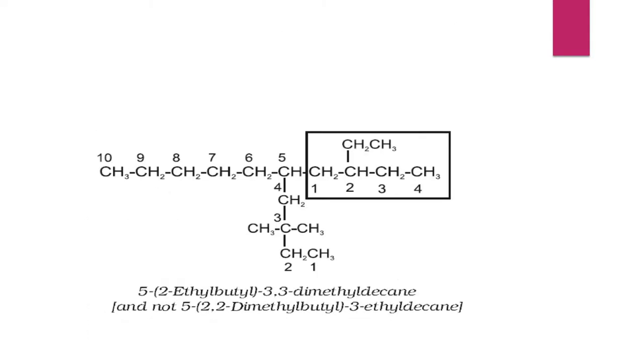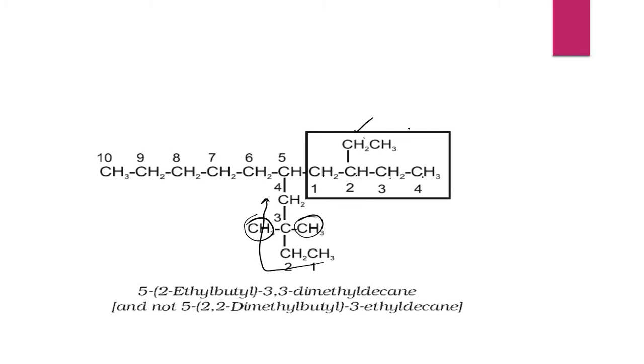Okay, let's do one more question in this. Now, if you have a question like this, where you can have a longest chain of 10, I can start from here, 1, 2, 3, 4, 5, or I can start from here, 1, 2, 3, 4, 5, but I prefer this side when we decide the longest chain. Why? Because if I go from this side, I get 1, 2, and 3 side chains. But when I go from this side, I get 1 and 2. As I told you, the longest chain should have the maximum number of substituents. So that's why we decided numbering from this side.